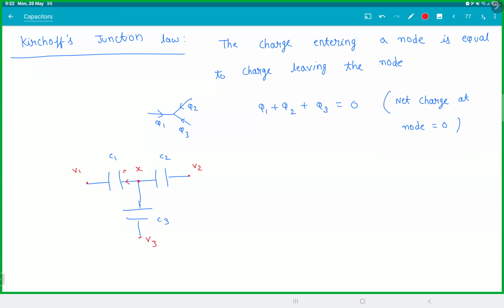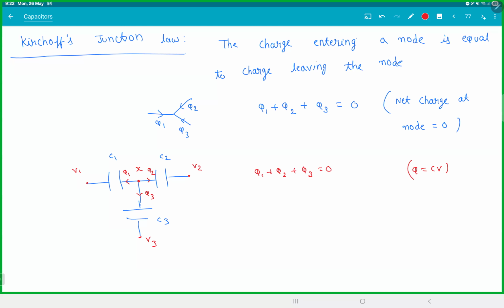Let's say on this side charge Q1 is going, on this side Q2 is going, and Q3 is going. Now we know in reality it's not possible for the charge to get stuck at a point. So the total charge Q1 plus Q2 plus Q3 must be 0. Next, we know Q is equal to CV for a capacitor. So what is V? The potential difference across the capacitor.